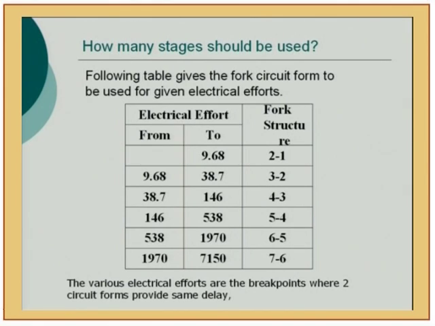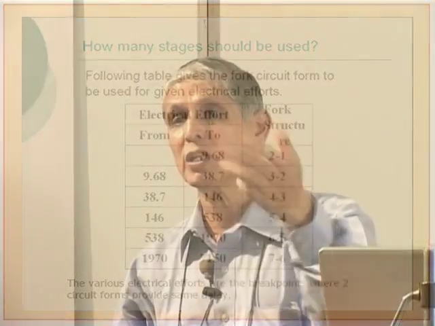But if the electrical effort is larger, then you must go to 3-2 delay, 3-2-4. If the electrical effort is far higher, let's say at 38.7, it is the same, use the lower one. But if it is more than 38.7, then go for the higher size, because the H will decide how much delay you are tolerating. Okay.